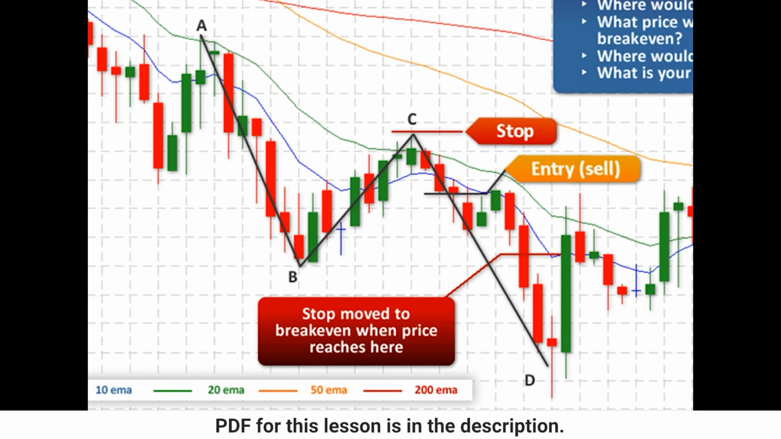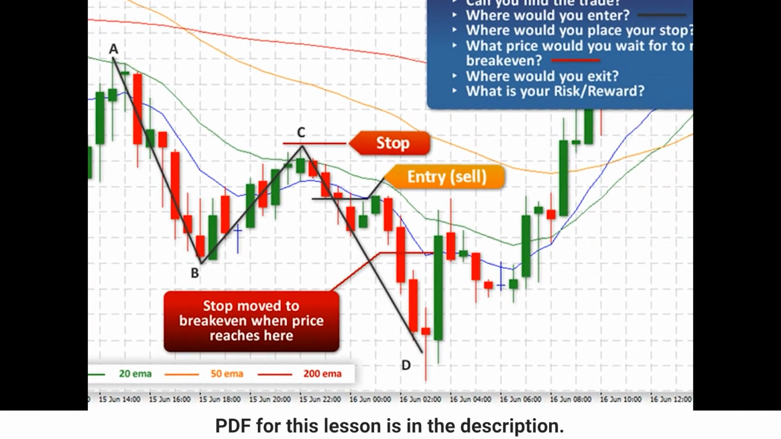But in this case, we see that price carries on down. So where are we going to exit? Let me pause the video and work it out. So where would you exit? You're going to be exiting at point D. So you're going to buy back the position because we're going short. So we sold first, so we're going to buy back now. And so we exit at point D for a profit.